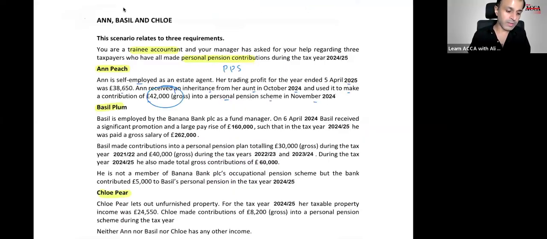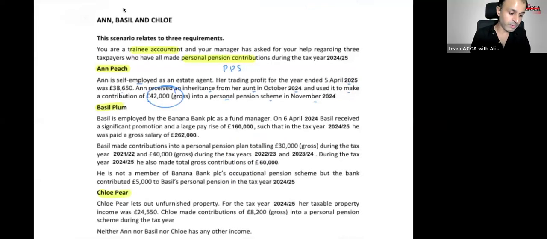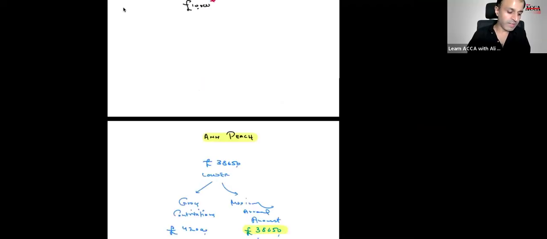Then comes the clawback. I will take the clawback on the next. Then in the last, I will focus on Basal Plum because Basal Plum is going to be the main thing in it. So I will redo the whole task that I have done for N Peach.